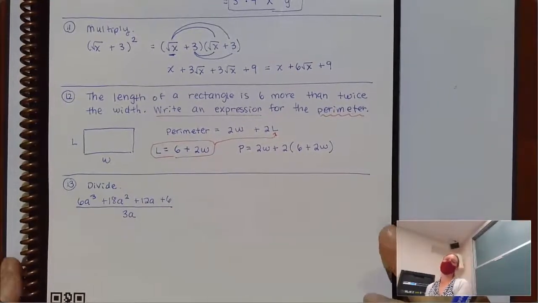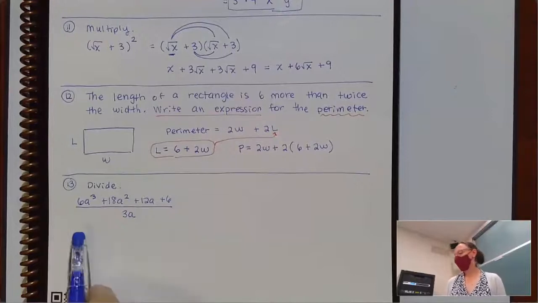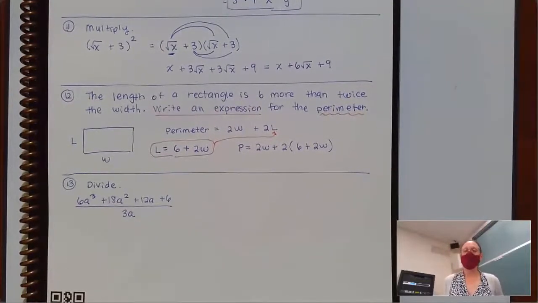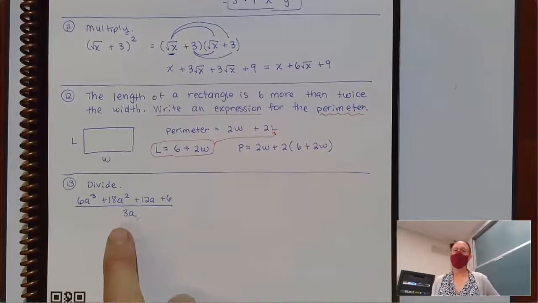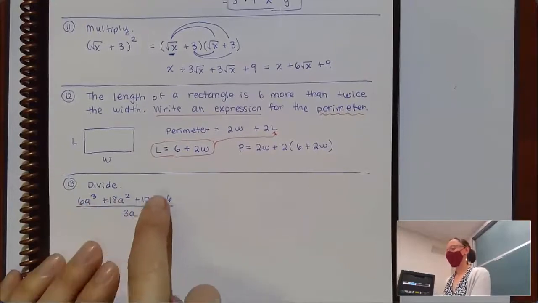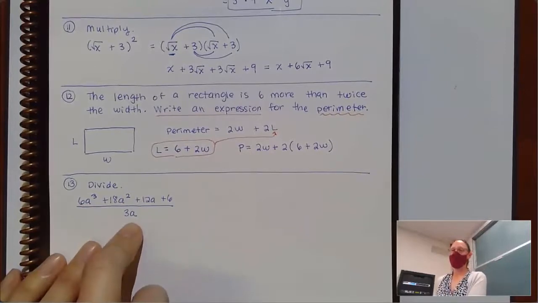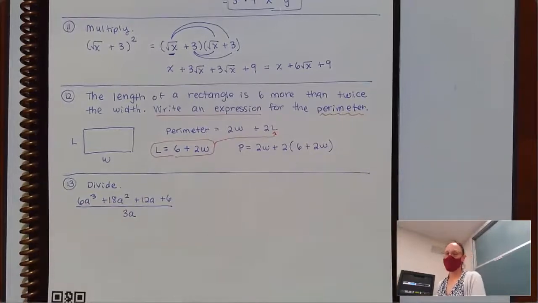Now we have two options here. One option is to think about this with polynomial long division and write the entire top on the inside and the 3a on the outside. But we have another option because we only have a monomial on the bottom. I don't have any addition or subtraction in what's on the bottom. So one option is to think about this as 4 separate fractions, each with a denominator of 3a, and to simplify each piece.